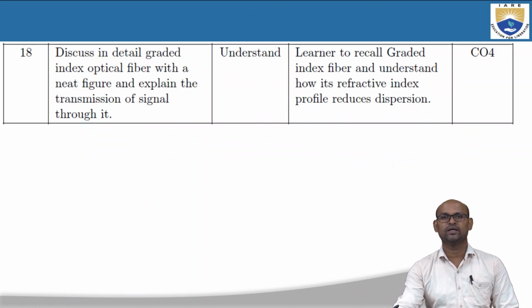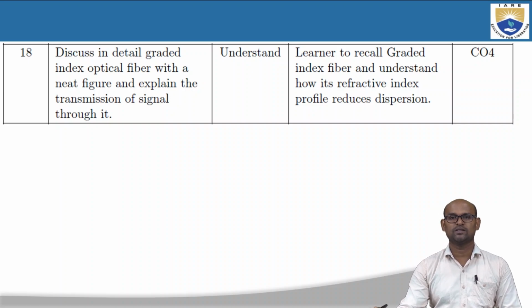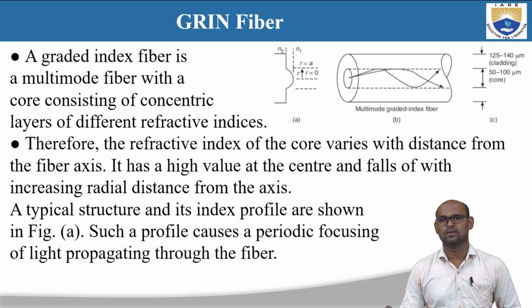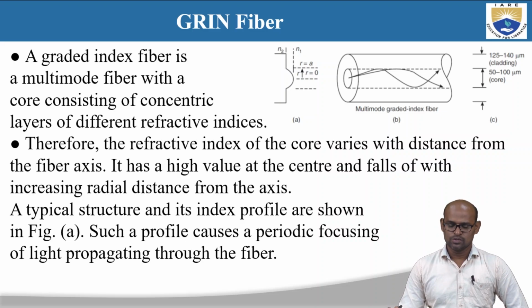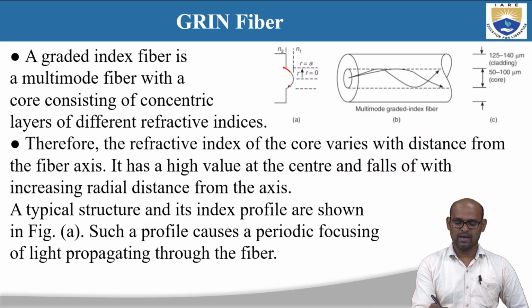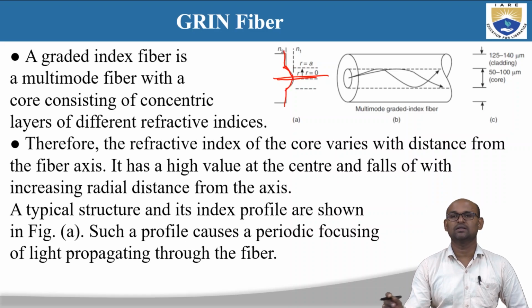18th question. Discuss in detail graded index optical fiber with a neat diagram and explain the transmission of signal through it. Just now we have discussed this multi-mode graded index optical fiber. The difference between single mode and multi-mode is that multi-mode optical fiber has a large core diameter compared to the single mode optical fiber. A step index profile has a constant core and cladding refractive index, whereas in graded index optical fiber, the refractive index is maximum at the center of the core, and it decreases towards the core cladding interface to match with the cladding.